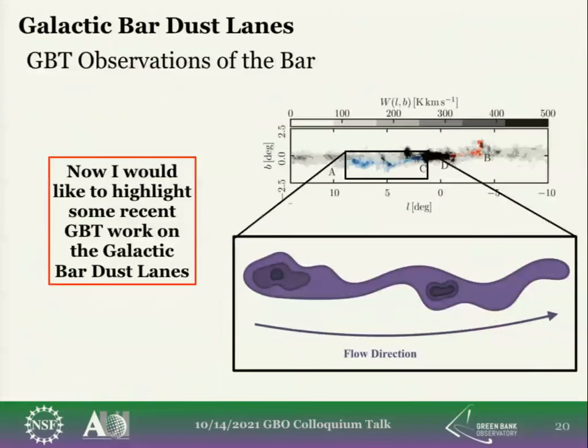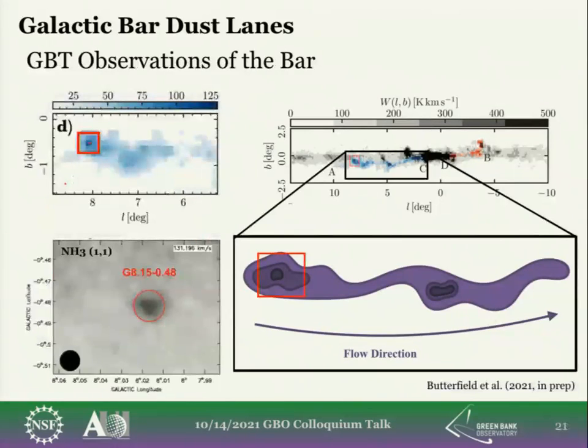Okay, so now I would like to highlight some recent GBT work on the galactic bar dust lanes. We recently had two pilot studies targeting two regions in the galactic bar dust lanes using the GBT. These were targeting mainly the lower transitions of ammonia, the non-metastable 1,1 through 3,3 transitions. The main reason we wanted to target these using the ammonia molecule is because ammonia really traces a lot of the dense gas in this region.